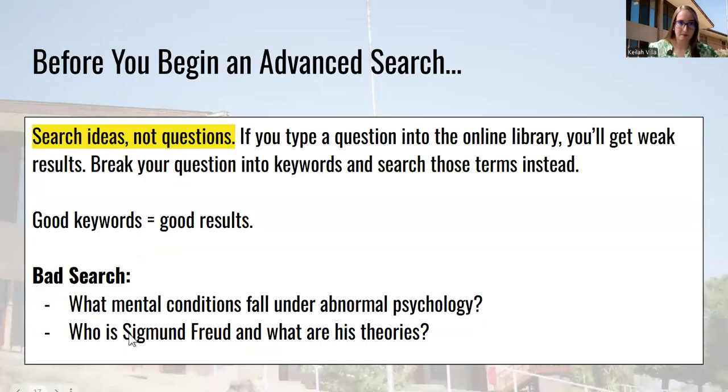Now, before we begin an advanced search, and before I show you this, one key thing to think about when you're researching is that you want to search ideas, not questions. So if you type a question into the online library, you will get really weak results. What you want to do is break your question into keywords and search those terms instead, because good keywords mean good results.